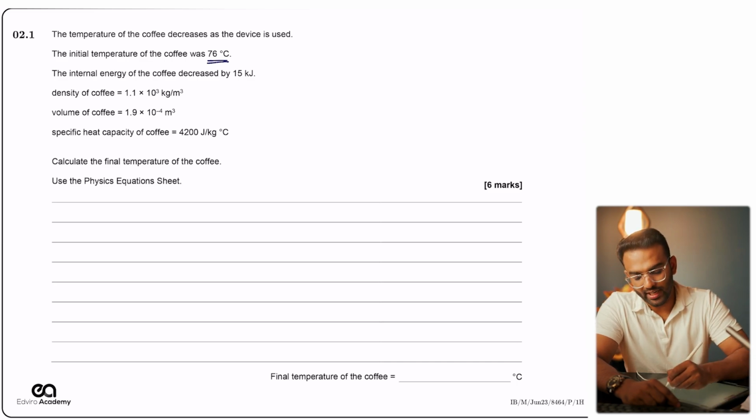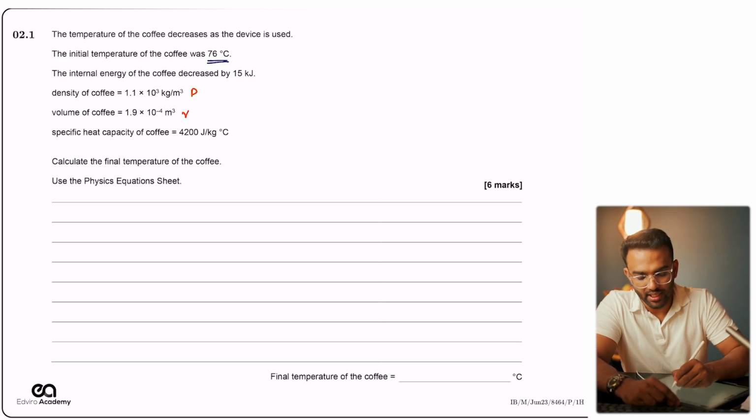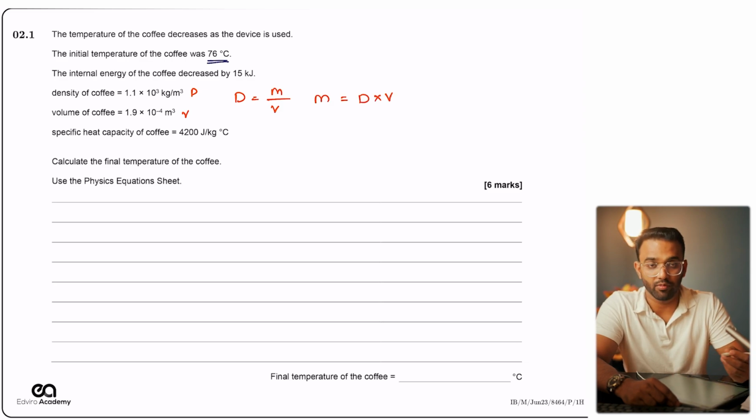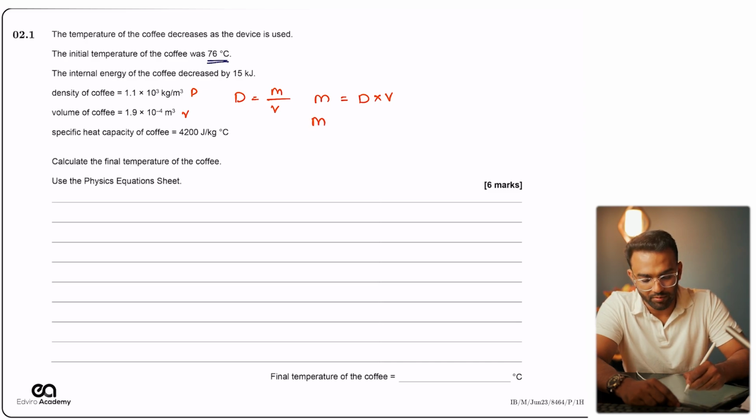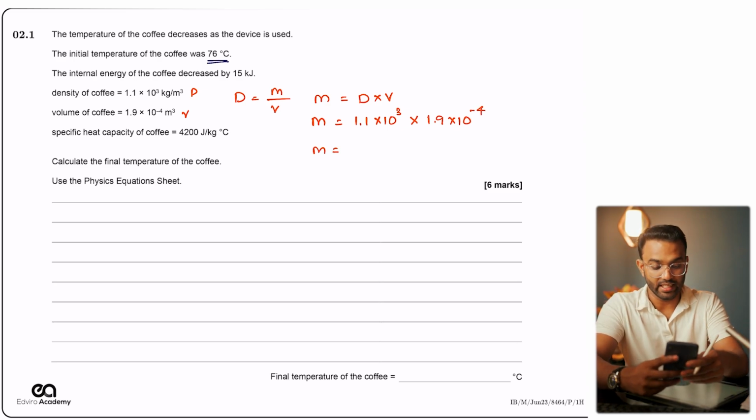Do you know what? When density and volume is given, they're indirectly giving you to work out the mass. So density equals mass over volume, and therefore mass equals density times volume, right? So you can work out mass from there. I'm just going to work out that right now. So the density is 1.1 times 10 to the power of 3 times the volume is 1.9 times 10 to the power of minus 4. Put that in your calculator and you have got the mass in kilograms.